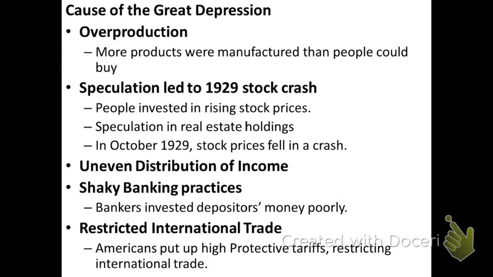Okay, let's begin with our first slide here. The causes of the Great Depression. First, real quickly, and then we'll go back and look at each one in more depth. We have, number 1, overproduction. Number 2, speculation. Number 3, uneven distribution of wealth. Number 4, shaky business practices. And our last one, restricted international trade. Those are the causes of the Great Depression. Let's take a quick look at each one in a little bit more depth.